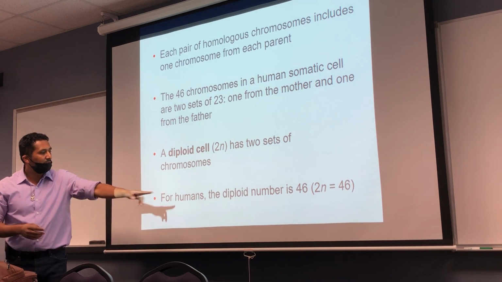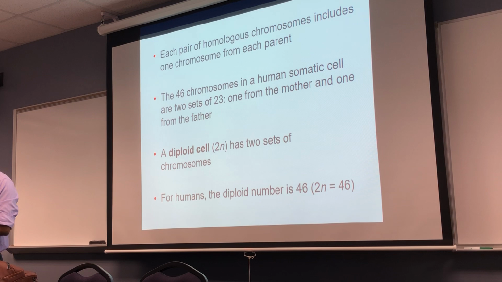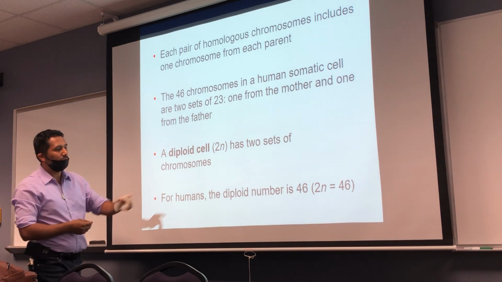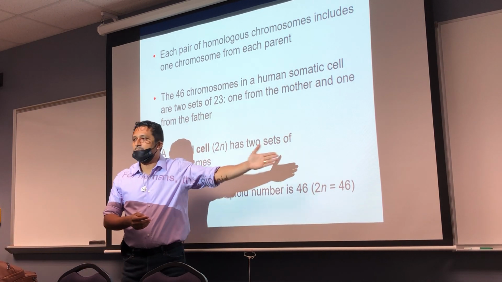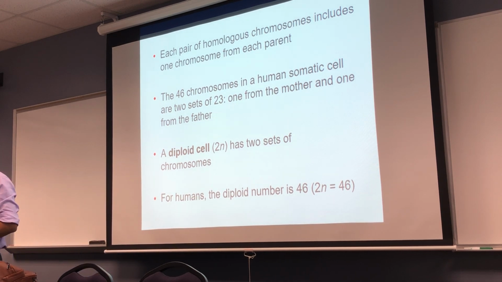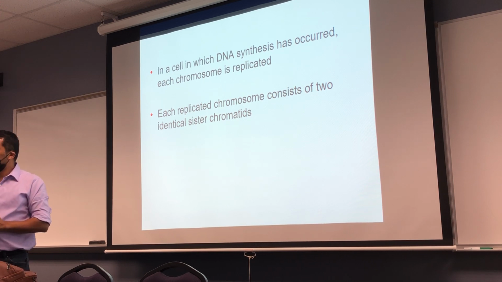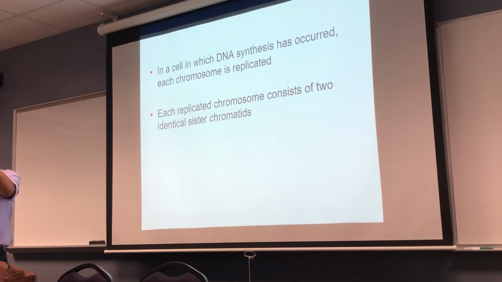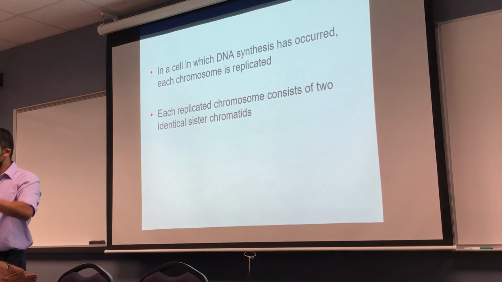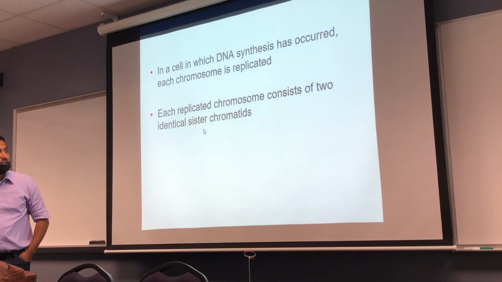So for the human diploid, the diploid number is 46. 2n equals 46. So 2n is diploid. Diploid number of chromosomes 46, 23 pairs. In a cell in which DNA synthesis has occurred, each chromosome is replicated, which we saw there, the sister chromatids, and each replicated chromosome consists of two identical sister chromatids.